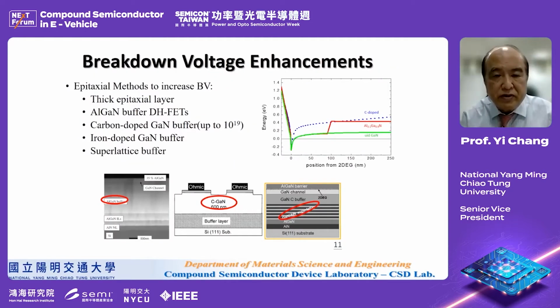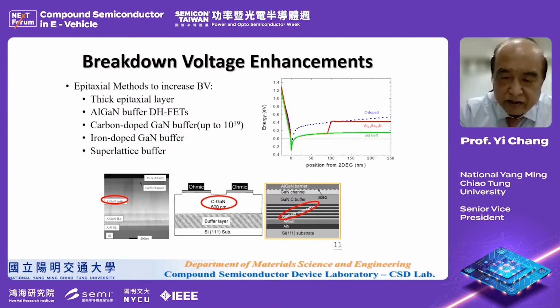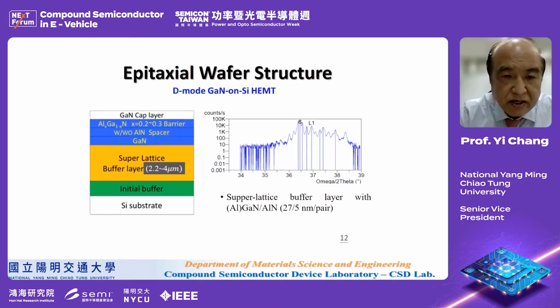Usually for the power device, the breakdown voltage is very important. There are quite a few ways to increase the breakdown voltage, including using a thicker layer, a double heterojunction, or a buffer, or using carbon doping or iron doping, and also using a superlattice. All of these can be used to increase the breakdown voltage of the device.